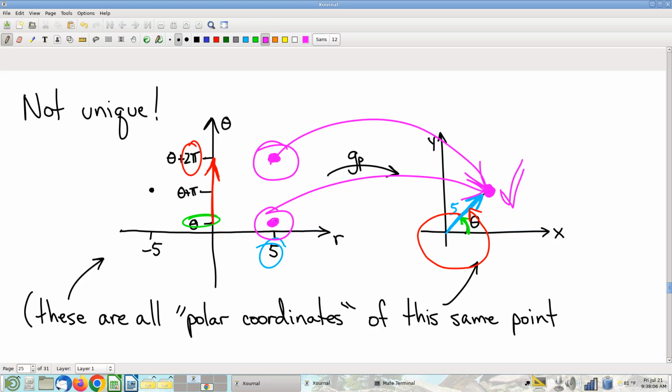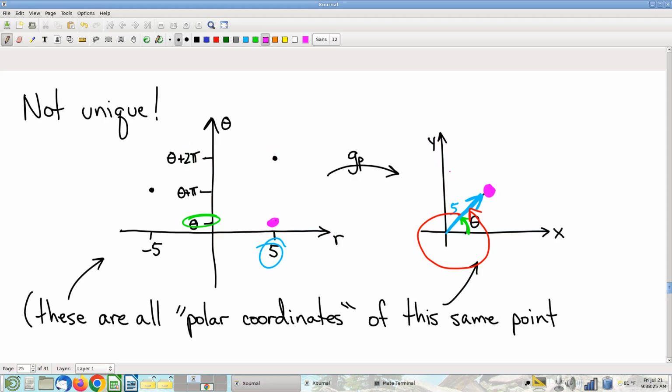And it's just because you can go as far as you want in the x direction and never come back to where you were, but you can only turn around so far until you've turned all the way around and now you're pointing in the same direction again.